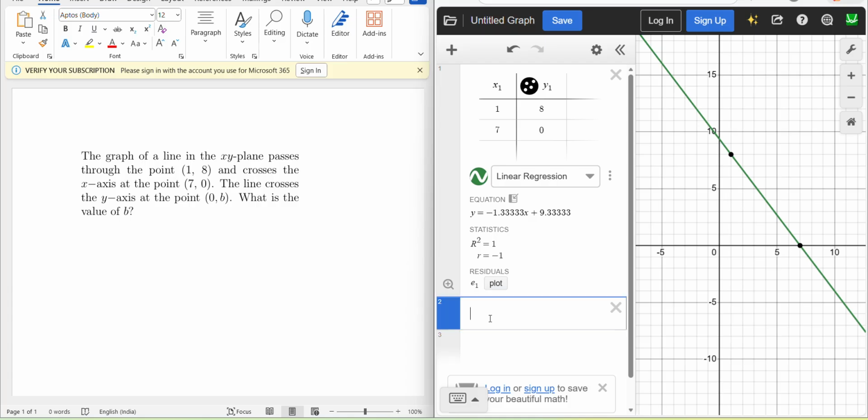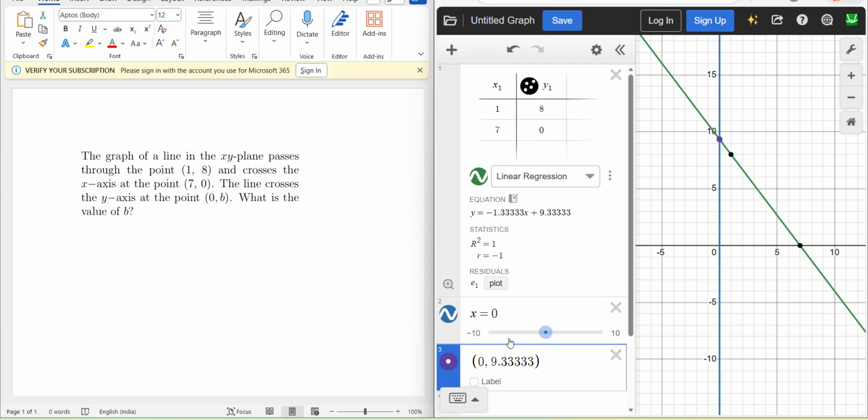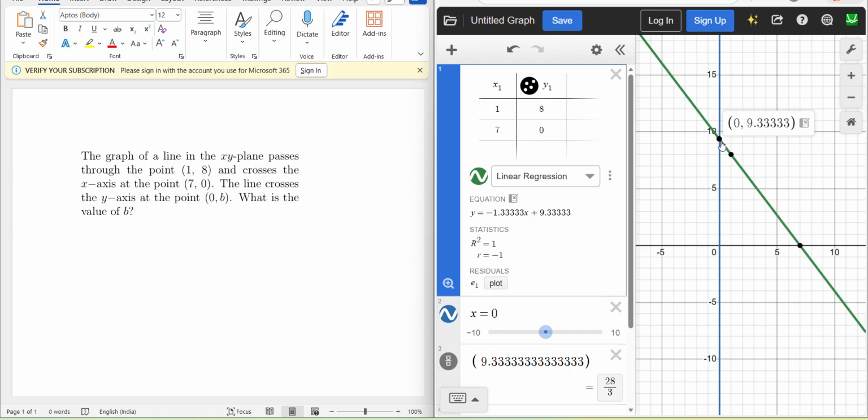When you write x equals 0 and check the value of y, it is 9.33, and actually this is our answer. If you still didn't understand how I did this, let me explain. In the place of x there is 0, and when we do that, we need to check where the line is intersecting and giving the point y.